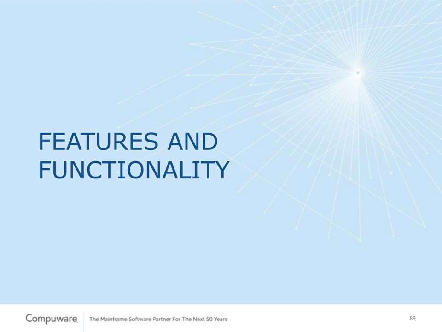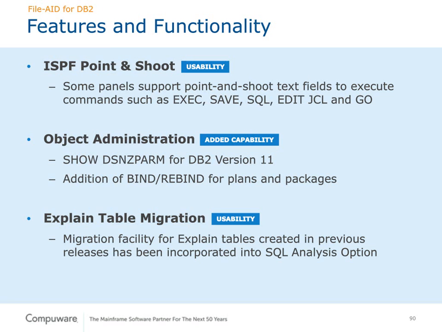We've taken a look at what's changed in the installation and customization. The second area we touched on was features and functionality. For FAMVS DB2, we've improved usability by adding a point and shoot to a number of panels based on customer feedback. In prior releases, there were a number of screens that required the users to type commands on the command line in order to progress the tasks they were trying to accomplish, such as going into edit with selection criteria.